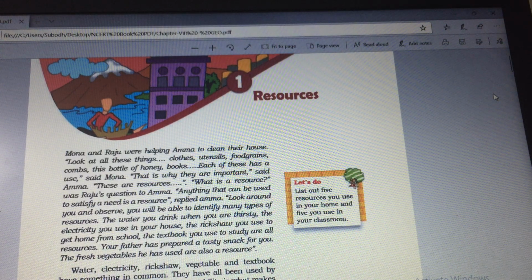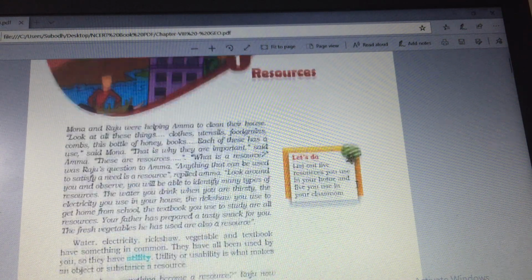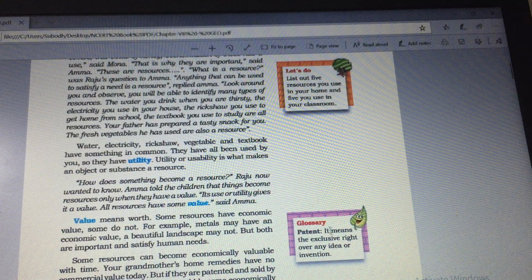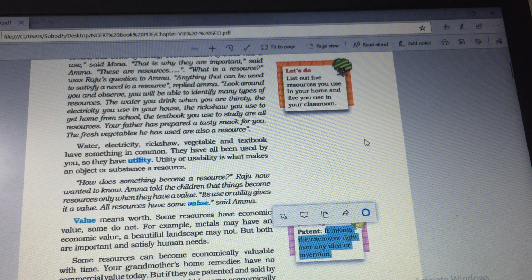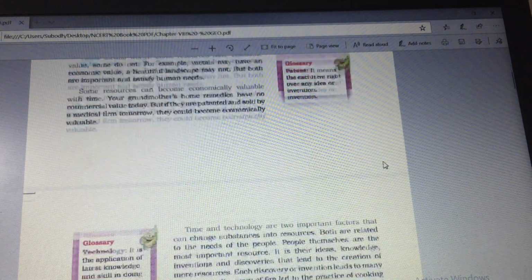In the previous lecture, we completed chapter 1 in geography, Resources. Today, we'll do a quick revision and we'll discuss the book exercises. So we have studied utility and value, and here in the glossary you can see patent. It means the exclusive right over any idea or invention. Suppose you do any kind of invention, you can get it patented and then it will be named after you.